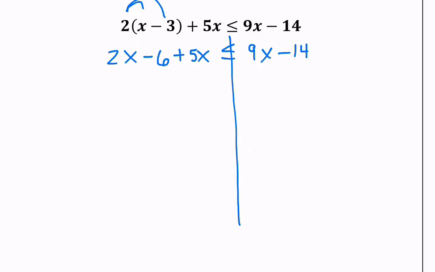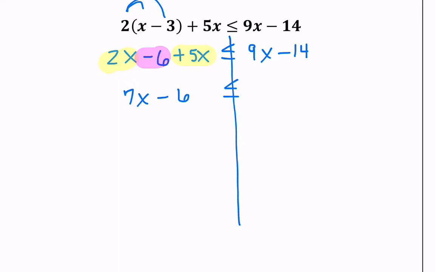Okay, next we see if there's anything we can combine. So on the left-hand side, I see x's here, I see x's here, and I see a constant. So let's add those together. For the x's, I see a 2 and a 5. So let's add 2 plus 5 is 7. So we have 7 x's. When we look at our constants, our regular numbers, this is all I see, so there's nothing to add to this, so that -6 will just drop down.